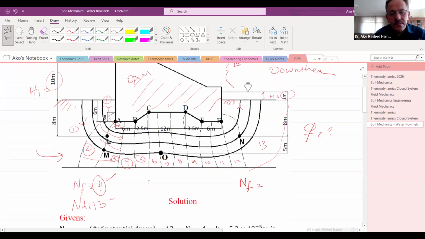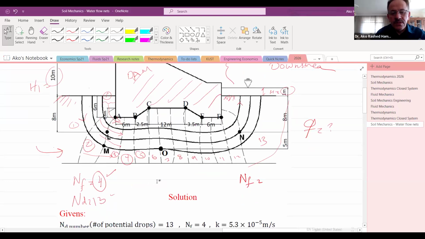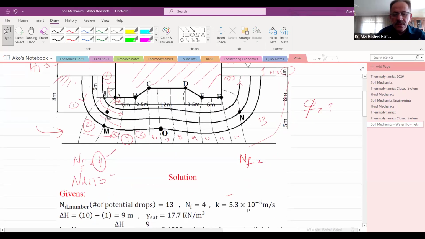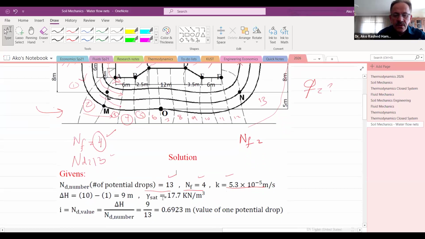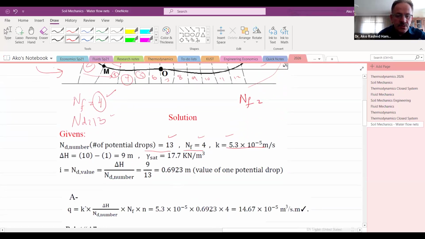Okay. Now we need to know what is the permeability. K is 5.3 times 10 to the power minus 5. NF is 4 and the number of the drops is 13. So what will be the flow? The flow is equal to K times delta H times NF over ND. Delta H is 9, number of the drops 13, K is 5.3 times 10 to the power minus 5.